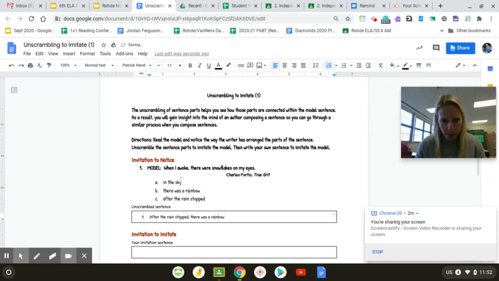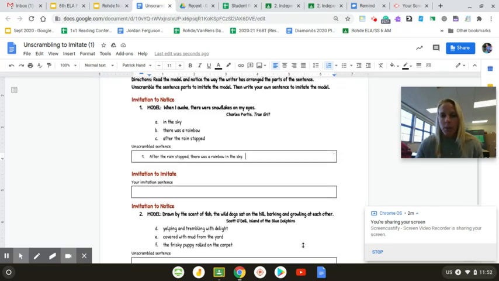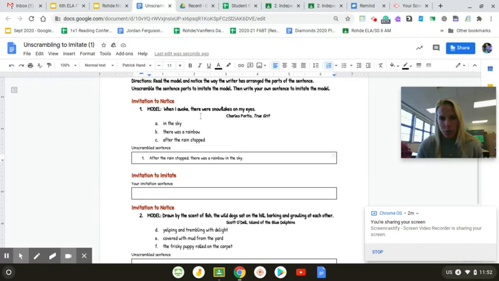Now I'll take this next part, "in the sky." So I think that imitates the model, right? After the rain stopped, there was a rainbow in the sky. And it flows very nicely because I can imagine this, like it stops raining outside and then there was a rainbow in the sky, versus me saying "in the sky, there was a rainbow after the rain stopped." So do you see how I took these three parts to imitate or copy how the author wrote his sentence here?